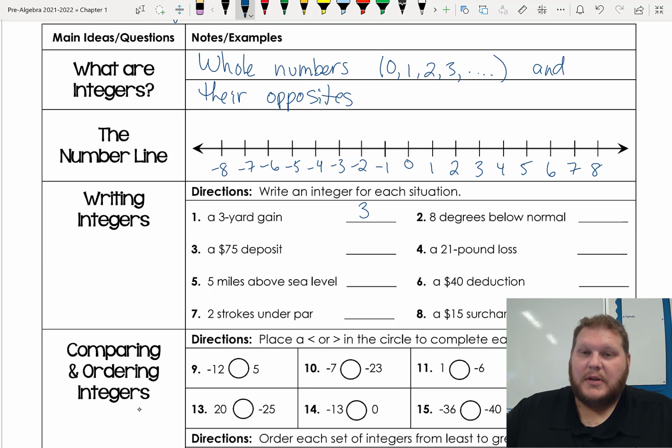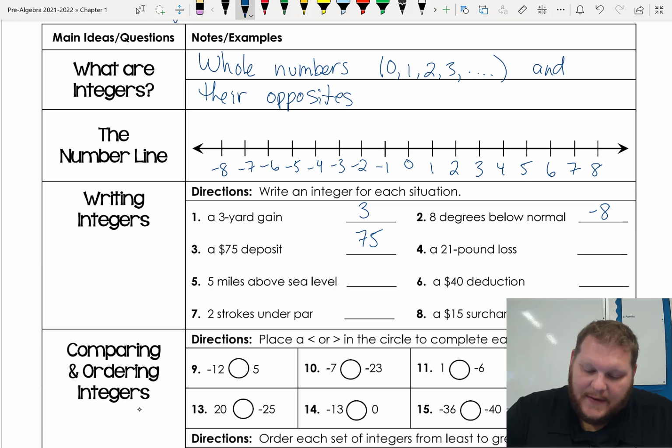8 degrees below normal. So kind of picking up on those keywords. Below tells us less than, below 0. So -8 would be that integer. And we'll go through the rest of these. A $75 deposit. So again, maybe you have a bank account, maybe not. If you deposit money into an account, you are gaining value. So that should be a positive 75.